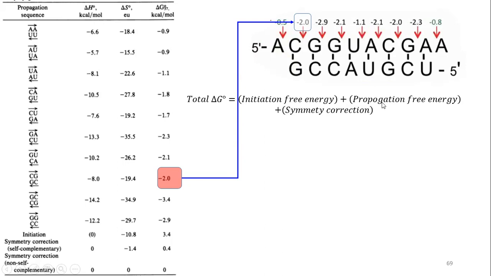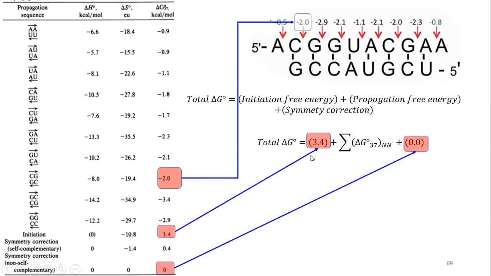Okay, so as per the equation for calculating the free energy, there are 3 terms, right? The initiation free energy, the propagation free energy, and the symmetry correction. Symmetry correction only applies if the sequence is self-complementary. Okay, so here we go now. What is the initiation free energy for this? 3.4. Do you see? Why? Because this is the value that is needed for initiation.